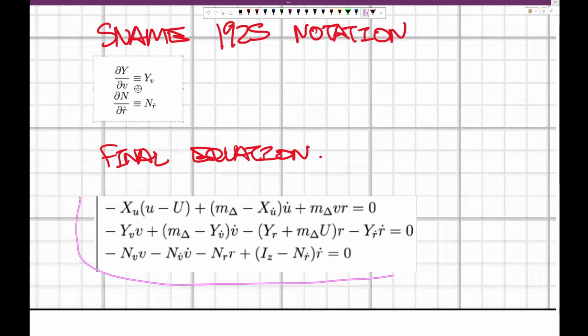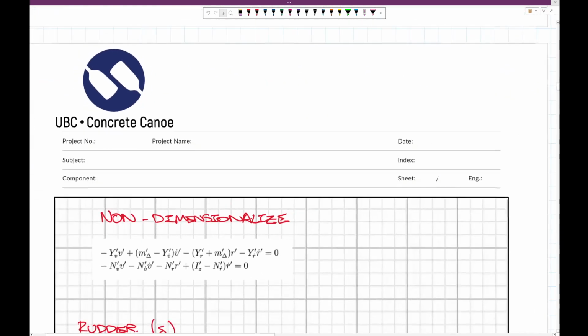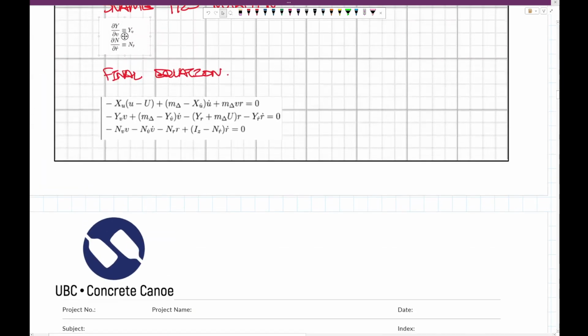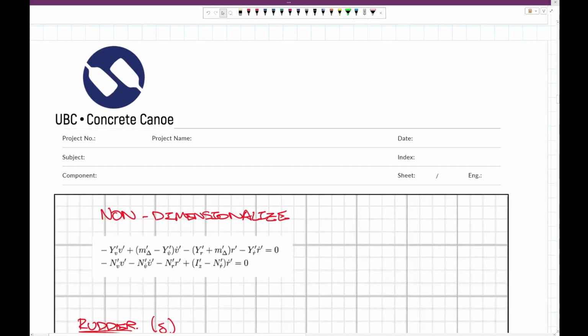A little bit complicated. And then after that, we're going to non-dimensionalize it, in which case it doesn't really affect the yaw moments, but some of the terms disappear in the surge and sway. Great. Okay. Cool. I know I kind of just sprinted through all that math, but it's not entirely too important.